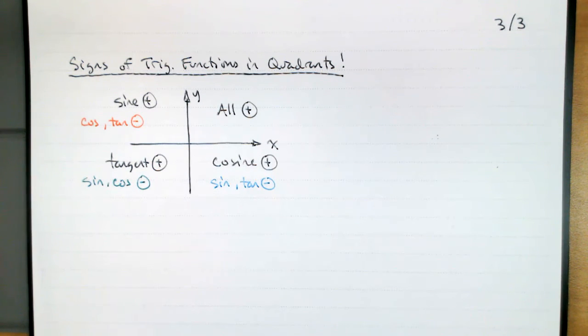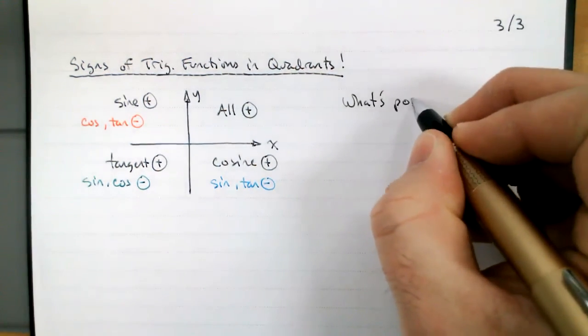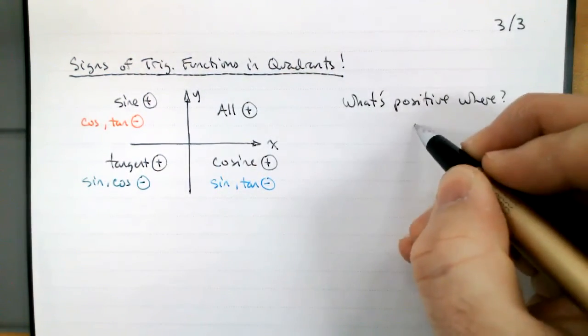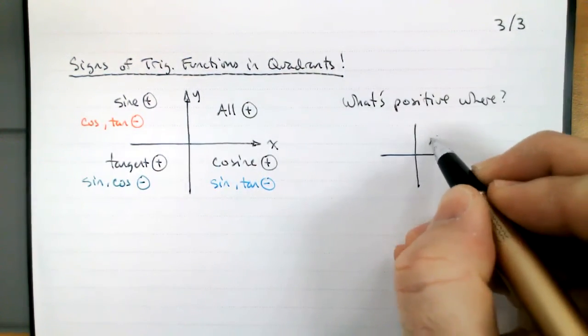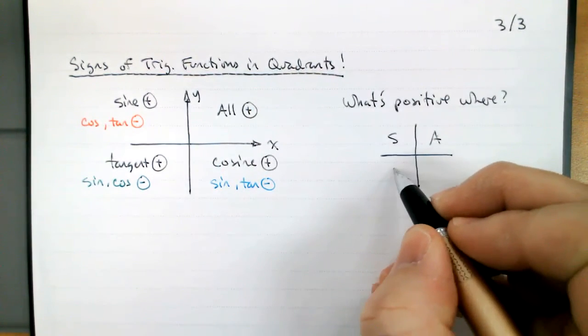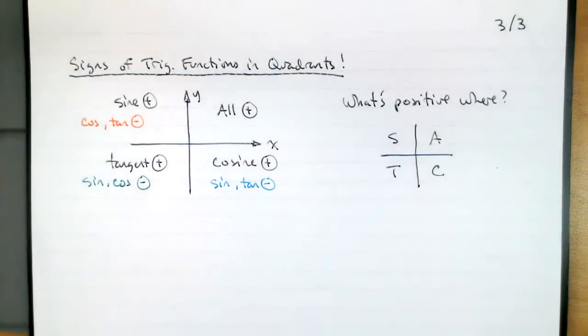So rather than knowing 9 different things, I prefer to summarize this by saying what's positive where. All are positive in the first quadrant. Sine is positive in the second quadrant. Tangent is positive in the third quadrant. Cosine is positive in the fourth quadrant. So this is what we're going to remember when we need to know what's positive where.